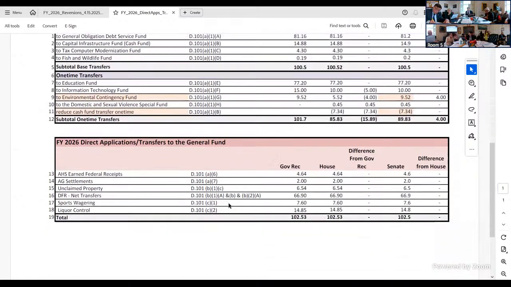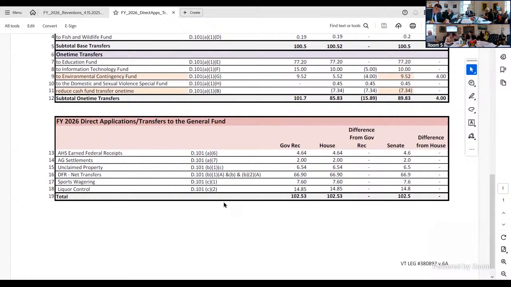Okay, and then below are the direct applications. So these are at the end of the fiscal year, sort of what gets transferred from these funds into the general fund. The first one is the AHS earned federal receipts. So this is an annual transfer. It's an amount that AHS earns from the federal government and is available to be transferred to the general fund.